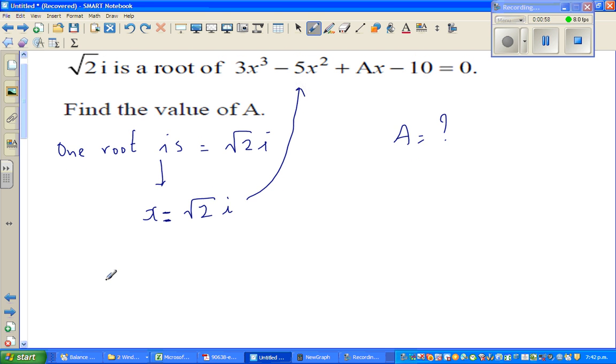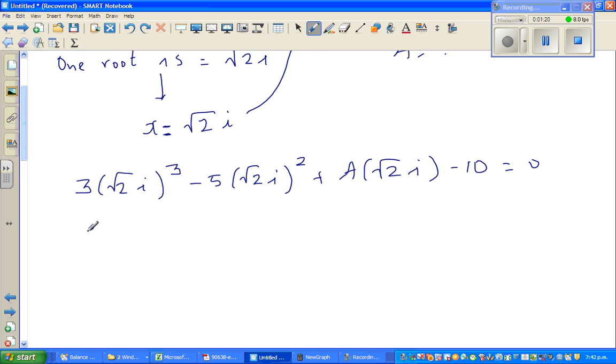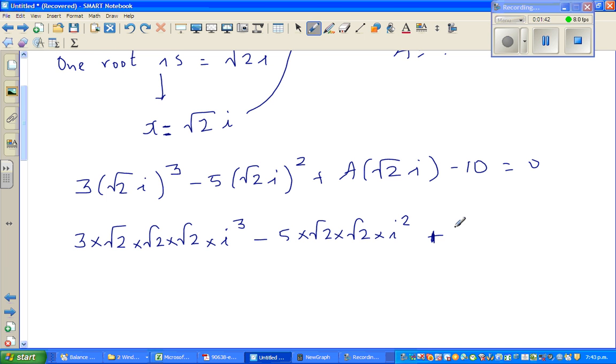So what will happen? The next step would be 3 times root 2i the whole cube, minus 5 times root 2i squared, plus a times root 2i, minus 10 is equal to 0. Now this is a bit of algebra. This is 3 times root 2 times root 2 times root 2 times i cubed, minus 5 times root 2 times root 2 times i squared, plus a root 2i. You could have written it in any order, it doesn't matter.